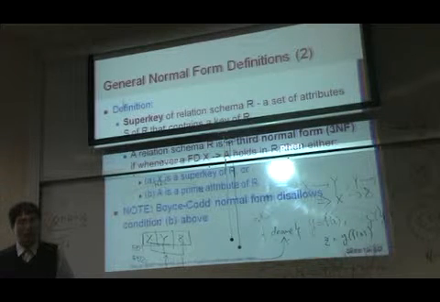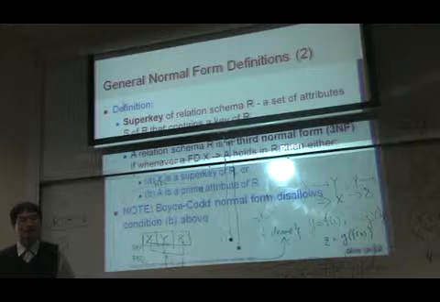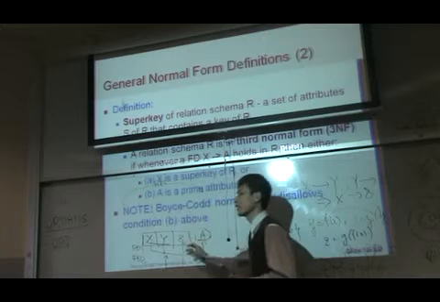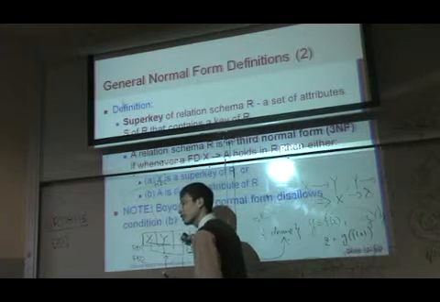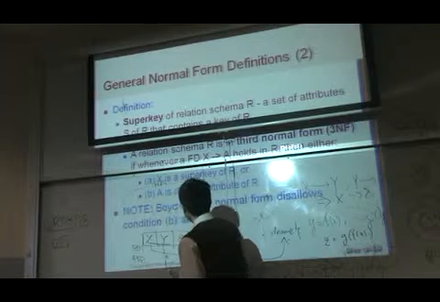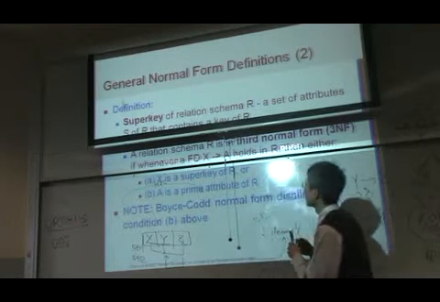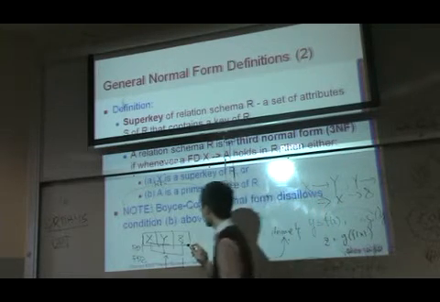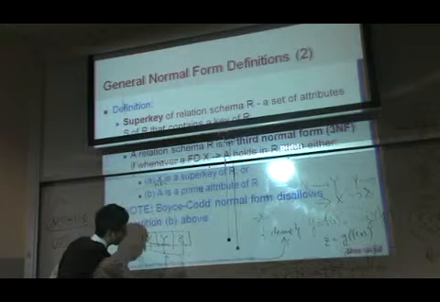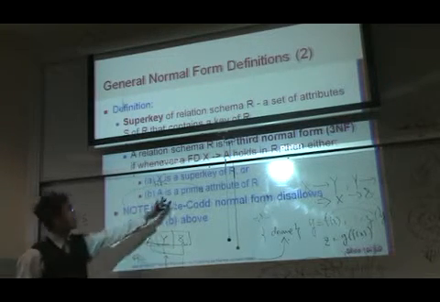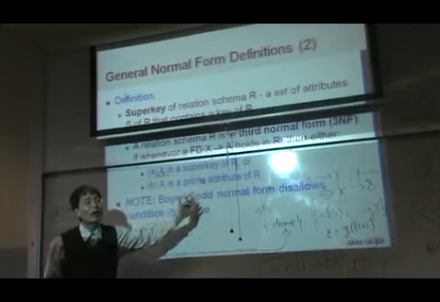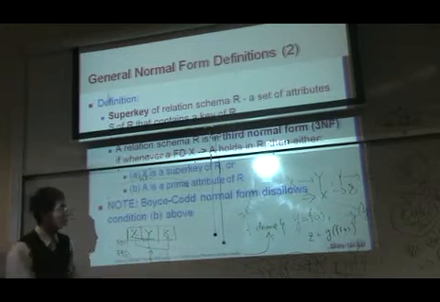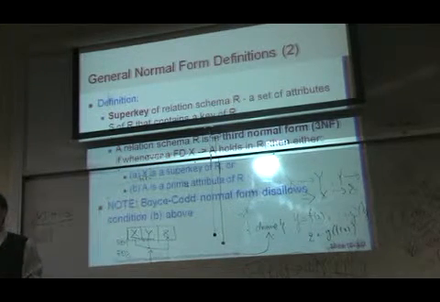Is it transitive or not? Yes. In case that Z determine A, definitely it's transitive, and this is not in the third normal form. However, in this case, according to the definition, X determine A, so Z determine Y. Y is a prime attribute. A is a prime attribute. So this is okay for third normal form, which means that this is not considered as transitive.